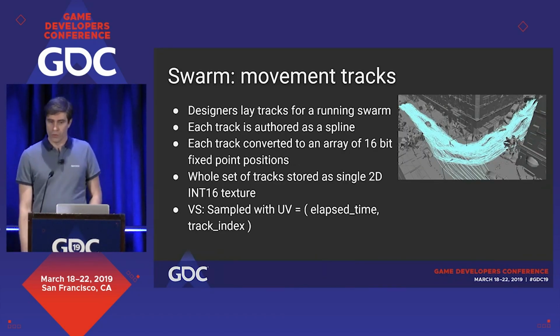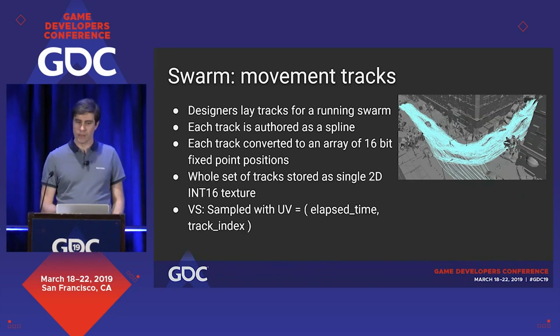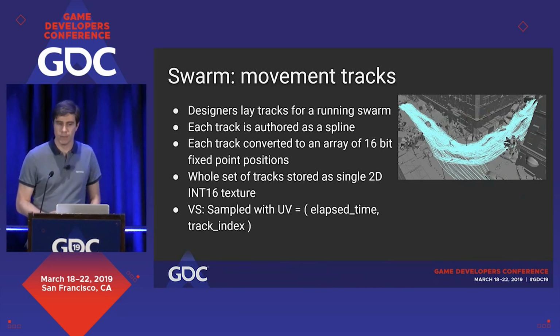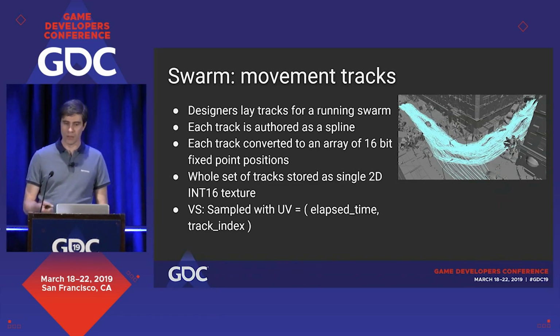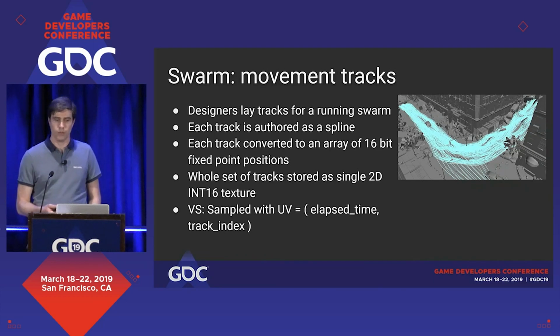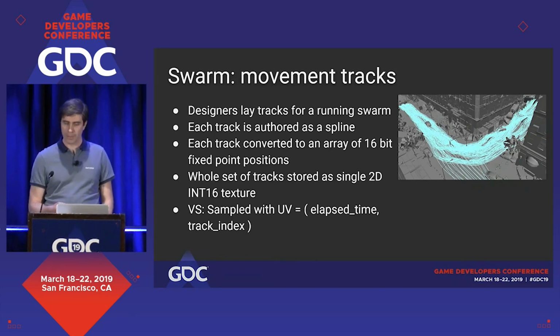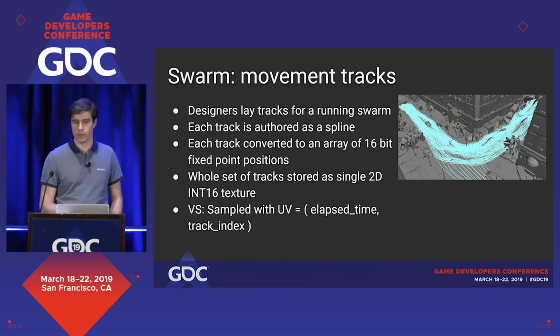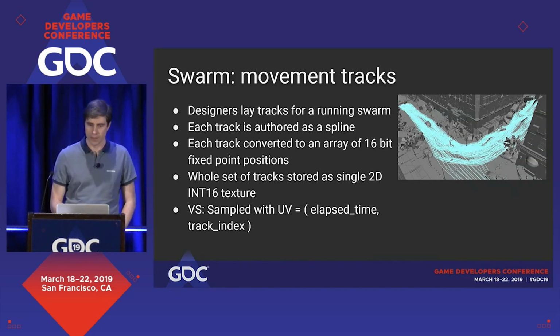So how do we move zombies along predefined tracks? Again, our level designers author those tracks as splines. Each track is then quantized, and all the tracks are stored in a single 2D texture. And then in vertex shader, we sample those tracks with elapsed time and track index, and we get our position of zombie on this track.